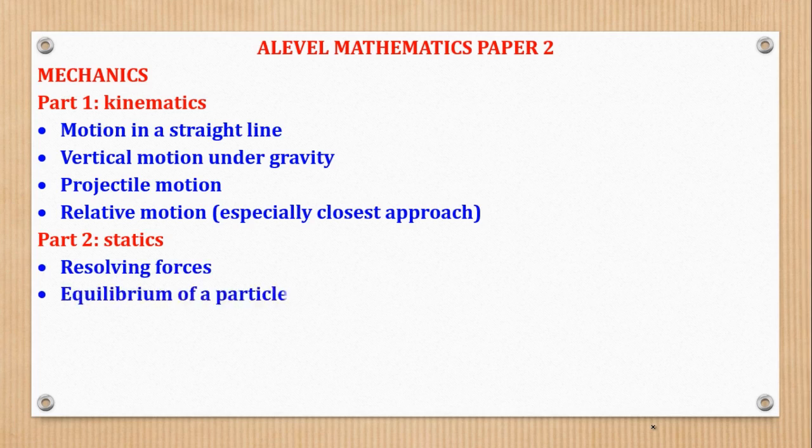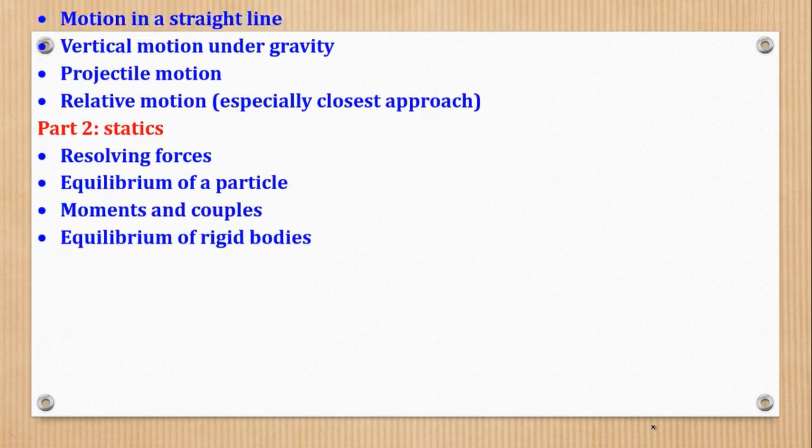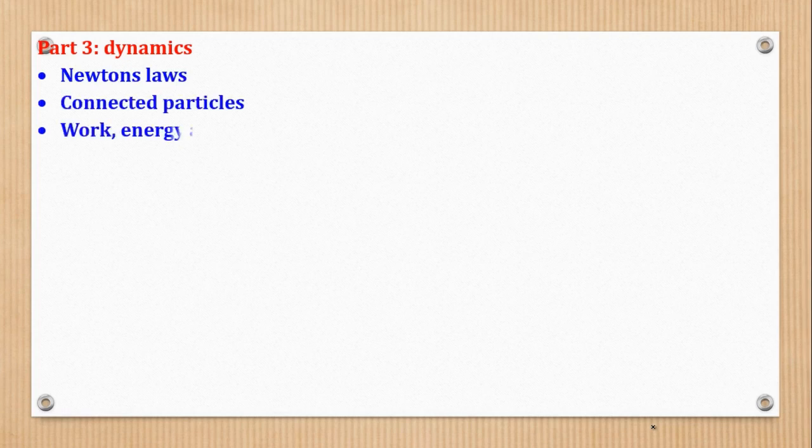It covers resolving, equilibrium of a particle, moments and couples, and equilibrium of rigid bodies. Then part 3, I think you said that there are just four topics for your year. After your year, they will increase, but for your year, there are just four topics in each part. Each part, you can be assured of one question in section A and one in section B. For dynamics, we have Newton's laws of motion, connected particles, work, energy and power, and momentum.